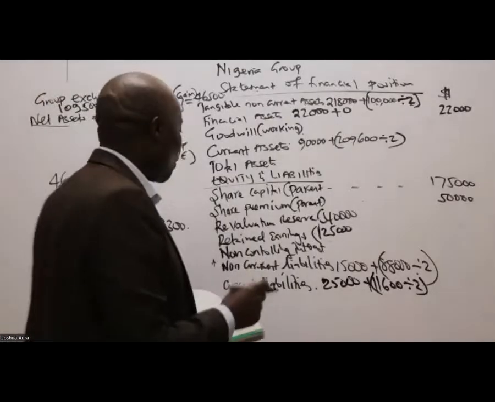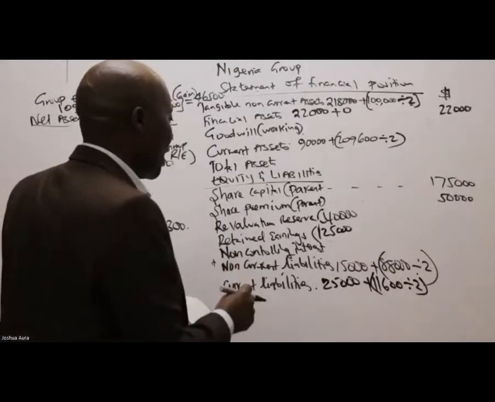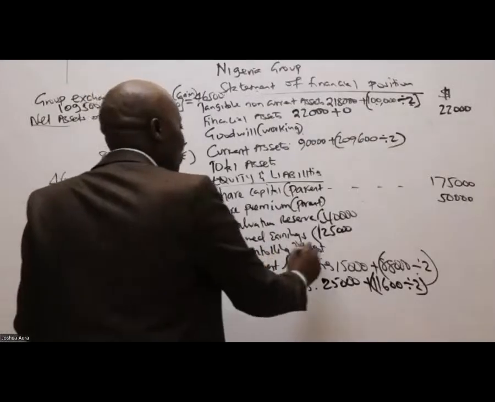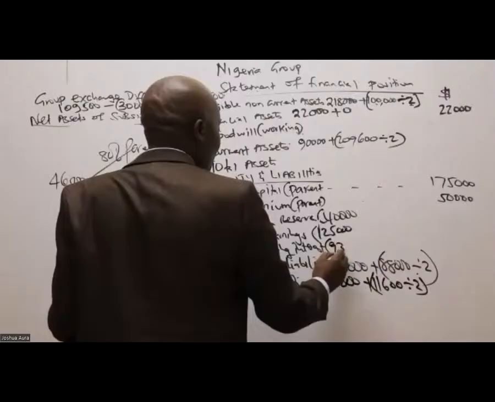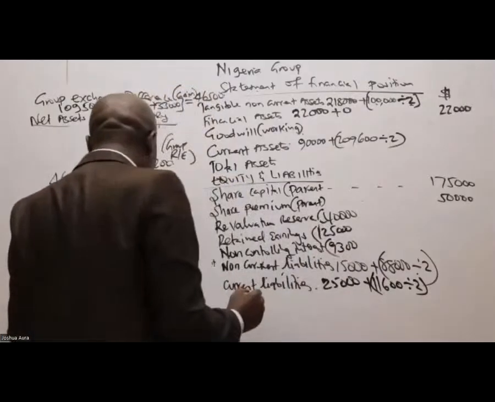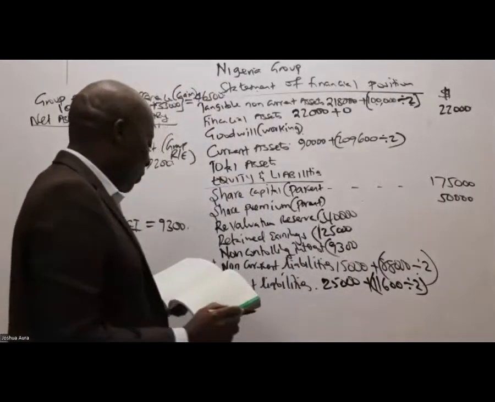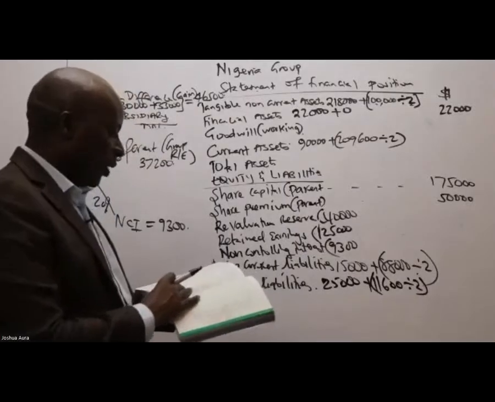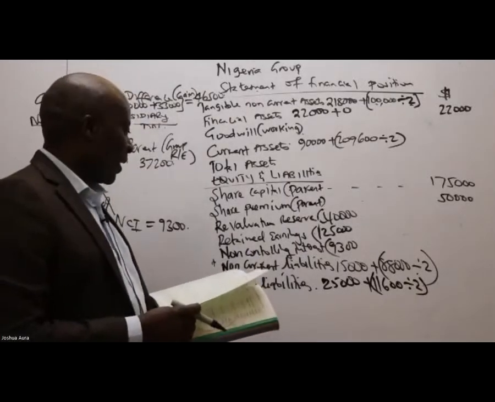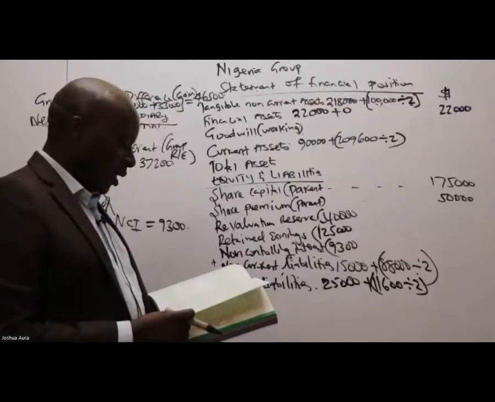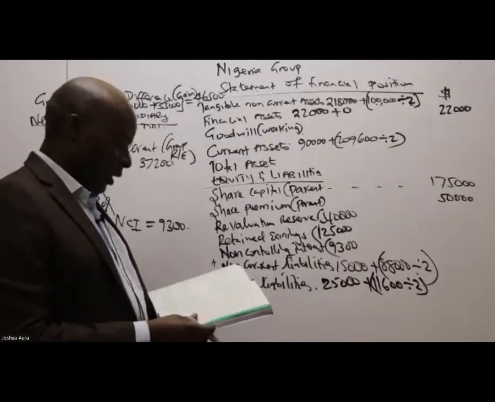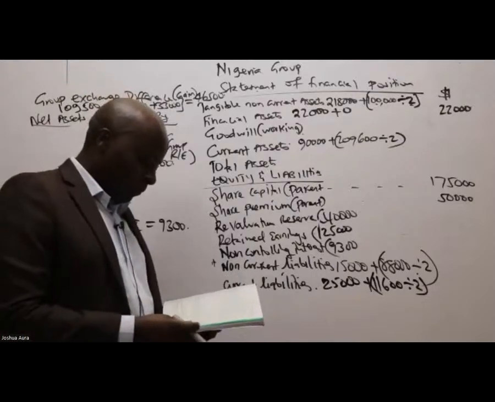So you can start building up the NCI. For this non-controlling interest, please come and put brackets there. Already I can see they have 9,300. I can start that. That's very good.